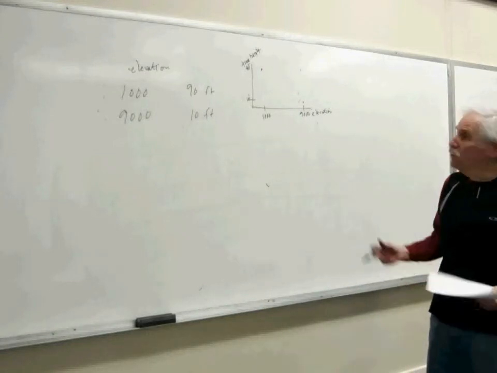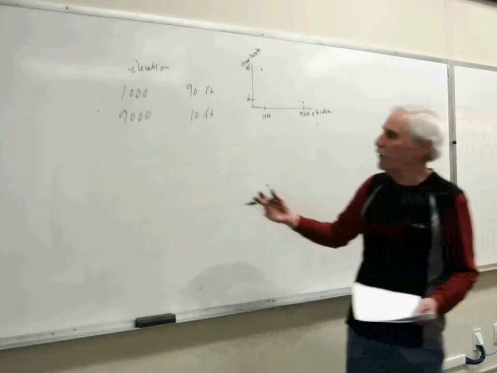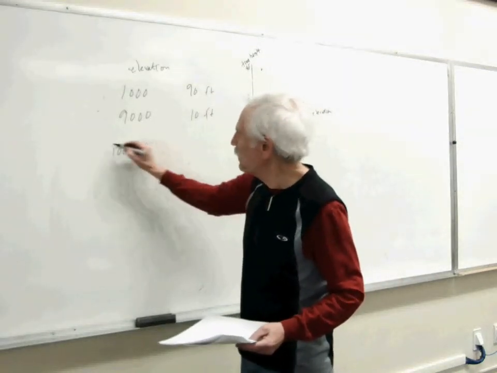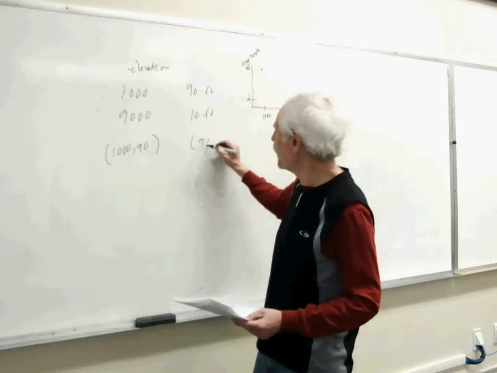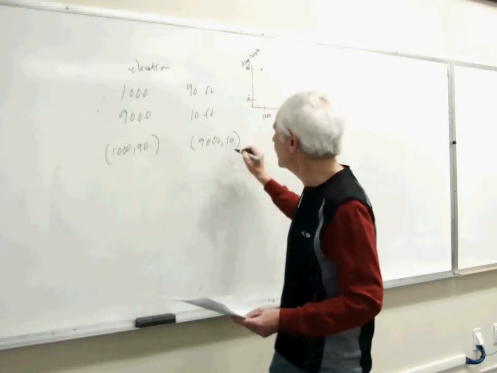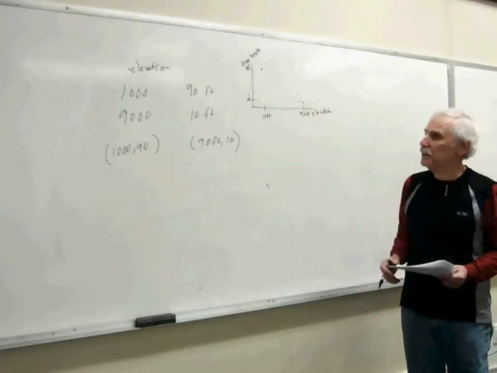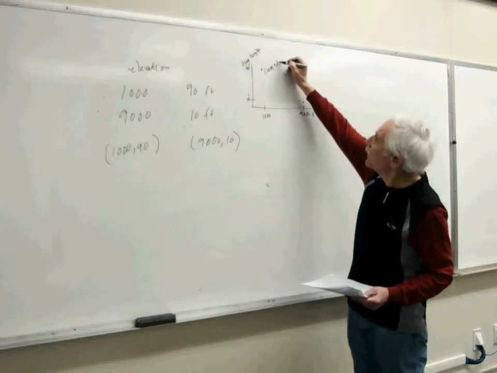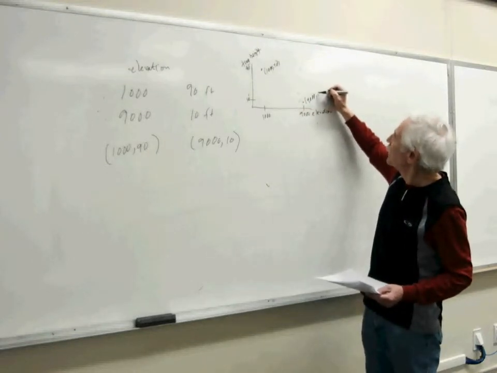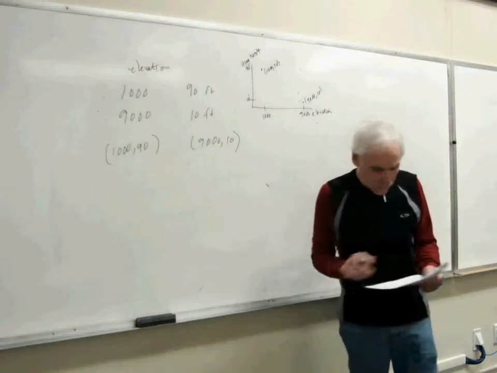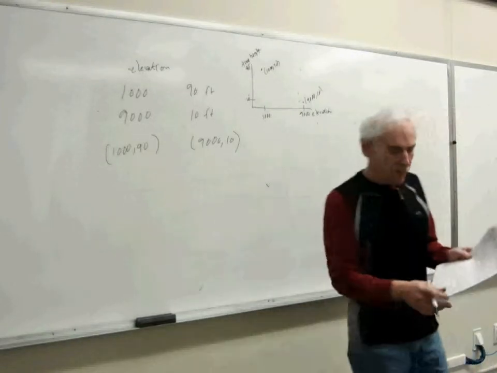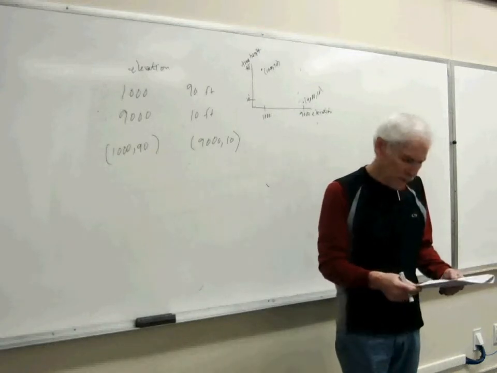So there are these 2 data points, and you want to write them in point form. One point is (1,000, 90), and the other point is (9,000, 10). Those are the 2 points, and here you can see them right here. Everyone did very, very well on this. They were able to go from the little table to the point form. Everyone did well on part A.